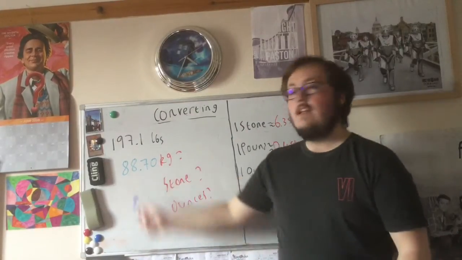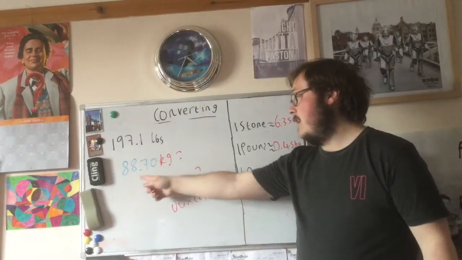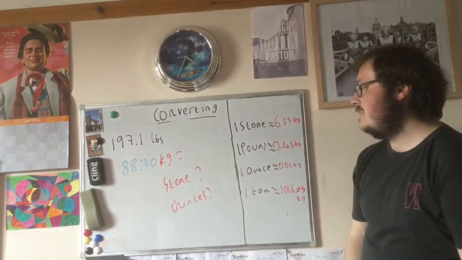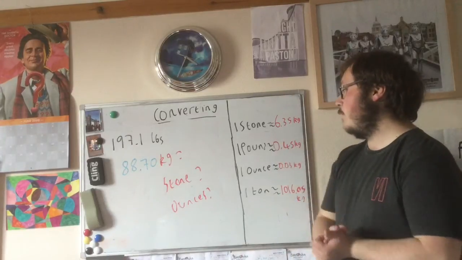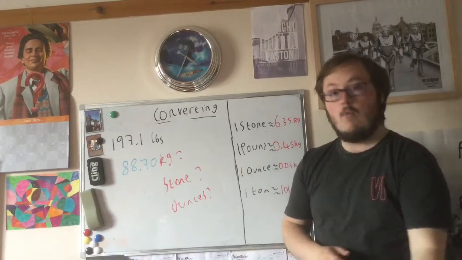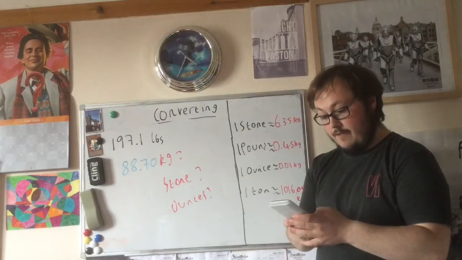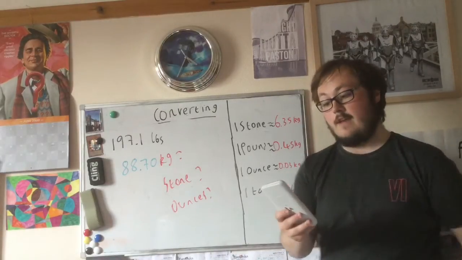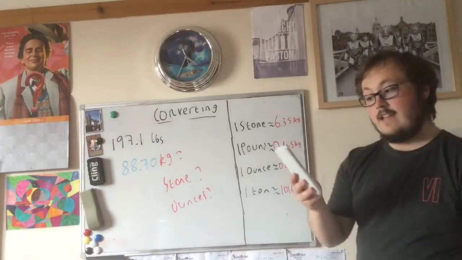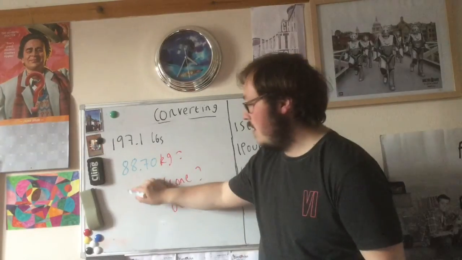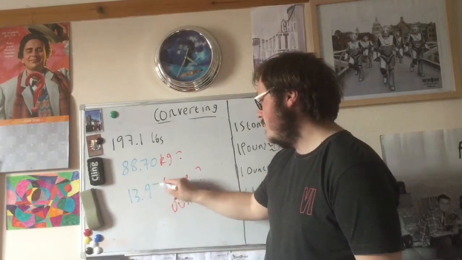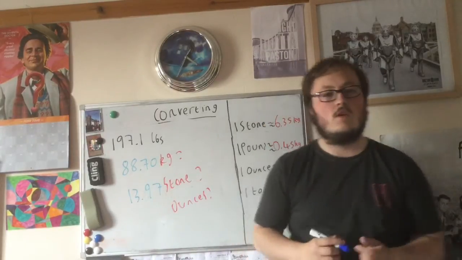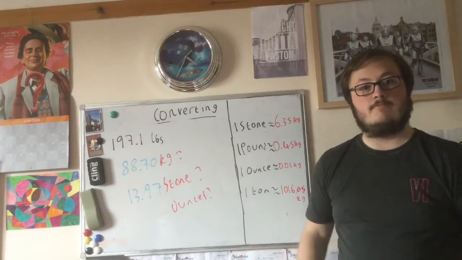Now, when you do that, we now need to convert it to stone. Now, if 6.35 kilograms make up a stone, we need to divide 88.7 by 6.35. So let's do that now. And you will get to 2 decimal places 13.97 stone. So just under 14 stone.